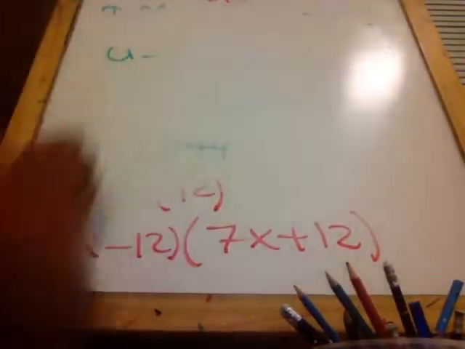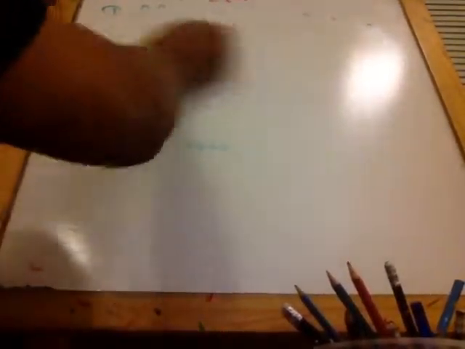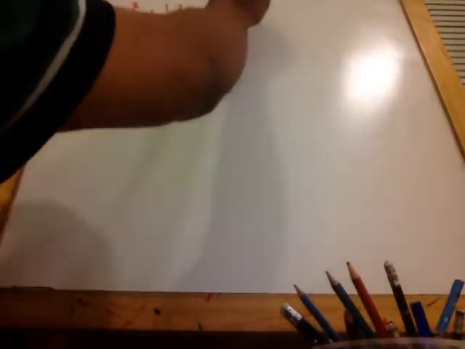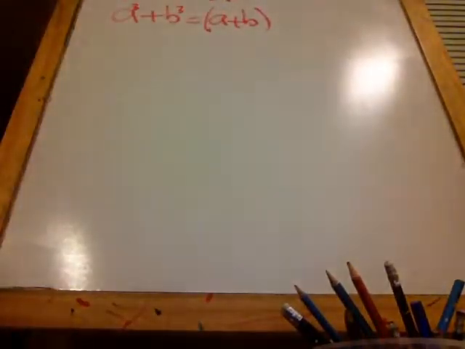Okay. The next topic is if you have cubes, whether they are addition or subtraction, the sum or difference of two perfect cubes. Like we have here a cubed plus b cubed. Okay, so let's say a plus b, you'll get the same sign without the cube.